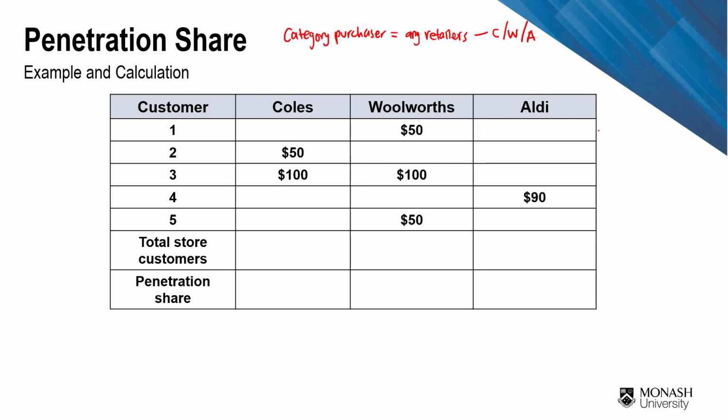Customer number one shopped in Woolworths, so yes, it's considered a category purchase. Number two, yes, it is a category purchaser. Number three, yes, because they shopped in both Coles and Woolies. Number four, yes, is a category purchaser. Number five is also a category purchaser. So in this case, all your data set are category purchasers. There are 5 category purchasers out of 5 customers. So we can write here that first of all, our market penetration is equal to 5 out of 5, which is equal to 1. That's what your market penetration is.